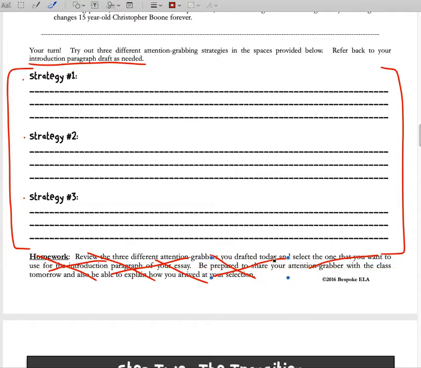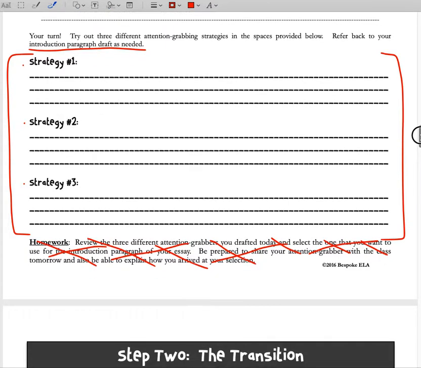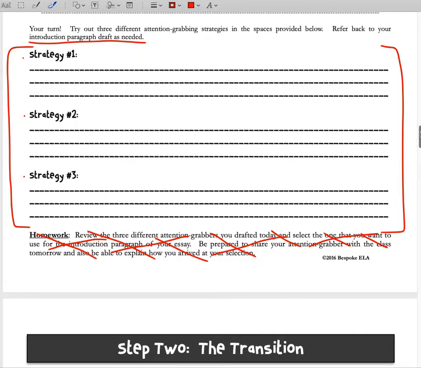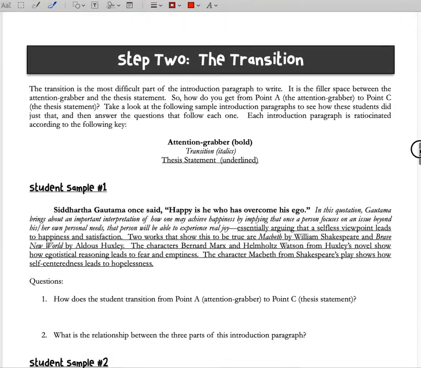What I want you to do is share your attention grabbers with me through a chat. Okay, so please do that. I hope to see all 3 of these so that I can give feedback. And again, make sure you're on the right track. I don't want you to do this incorrectly. I want you to get a good mark. So let me give you some feedback along the way.